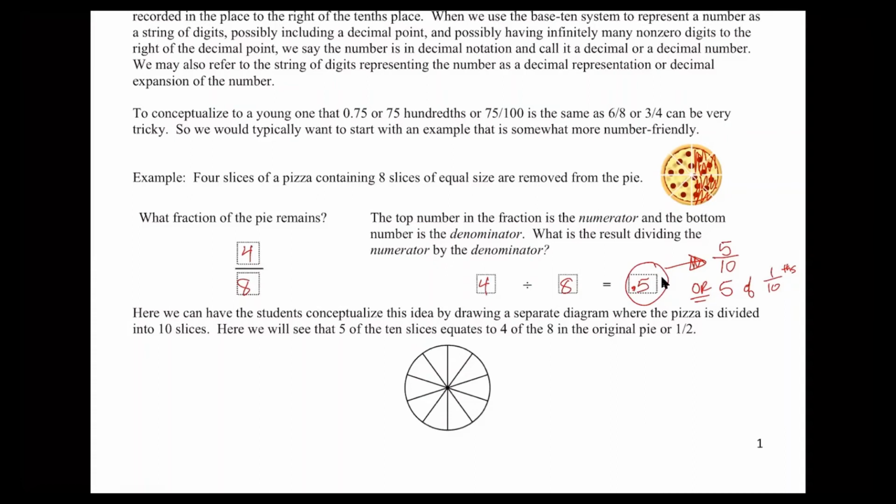So now I'm going to show them that if I take 5 slices out of the 10 available slices here, I'm going to get the same amount of the pizza that I did when I had the 4 out of the 8. So here's 1, 2, 3, 4, 5. Still half a pie. So in both cases, half a pie, it gets the job done.